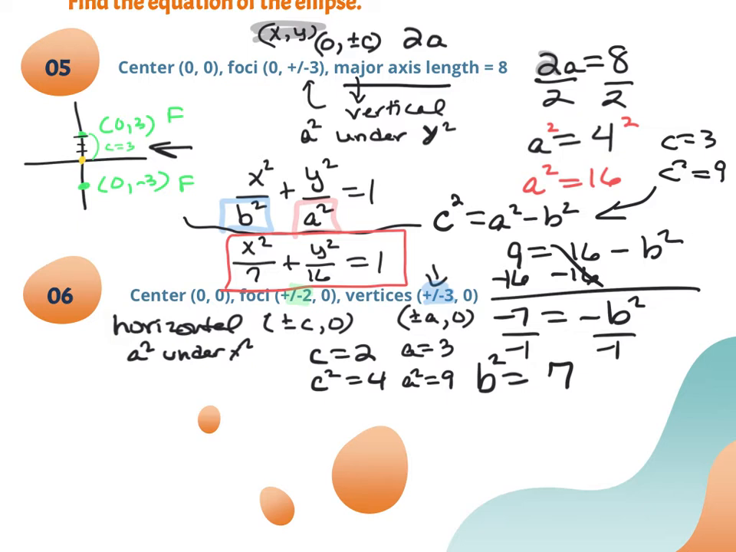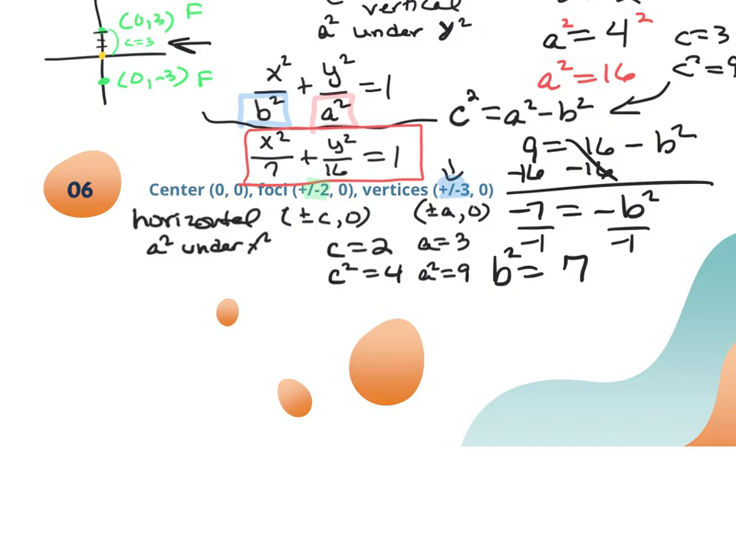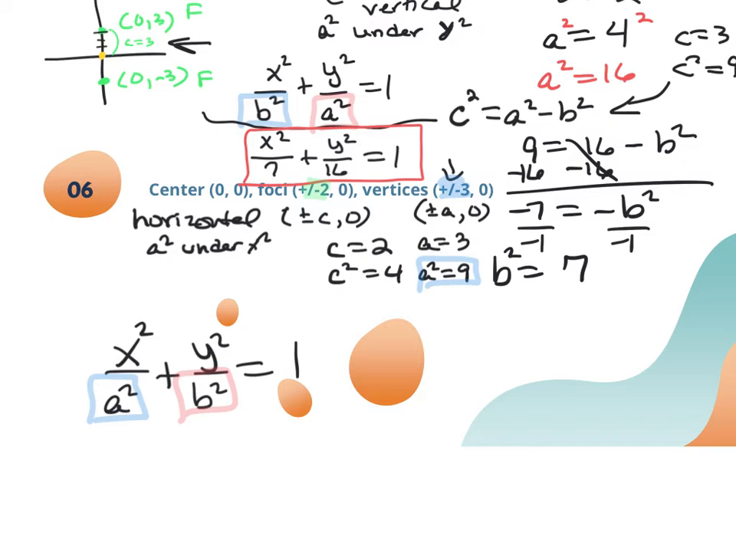So now let's go ahead and figure out what B squared is. And let's also write down which equation we're using. Because the center was at 0, 0, I can use this one: X squared, y squared. And because it's horizontal, my A squared is under my X squared. Again, the only thing I'm looking to fill in is the A squared and the B squared. I already have A squared, but I need to find B squared by using C squared equals A squared minus B squared.